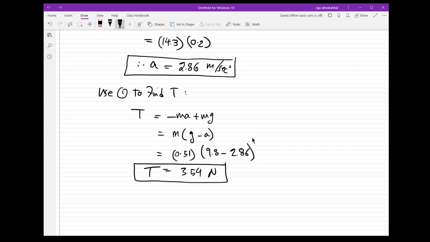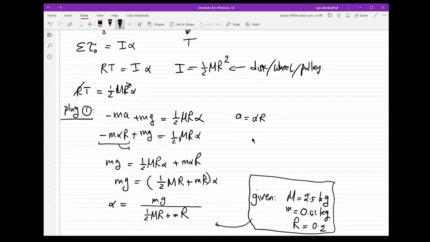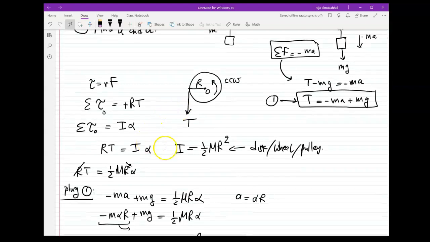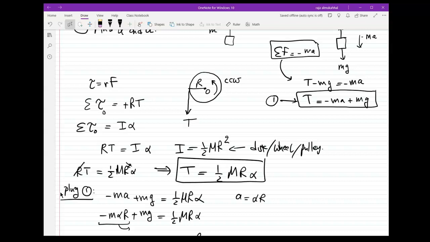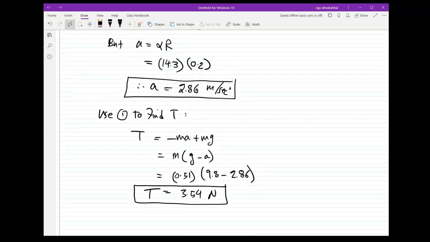Now, another way of getting this tension, by the way, I just thought about it, is this one right here. Go back to this formula, when we equated and put I in here, we ended up with that. This gives me tension is equal to 1/2 mR alpha. I can use that as well if I want to. Plug it in and see if you get the same answer. You should get the same answer. That'll be another way of doing it for the tension. I hope this is clear.